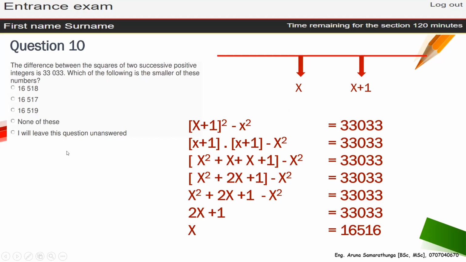Now this becomes 165 16 and this is 165 17. So this is the small one.